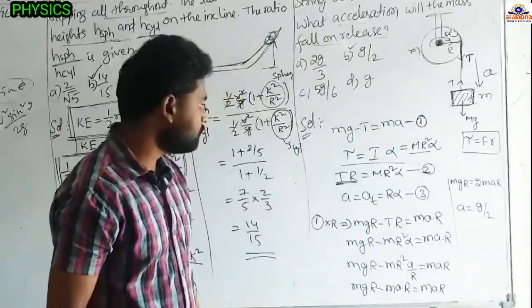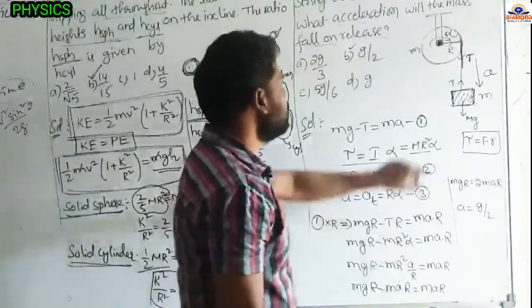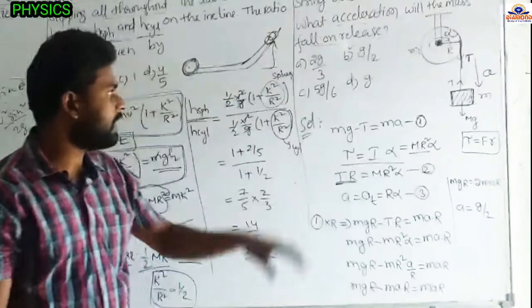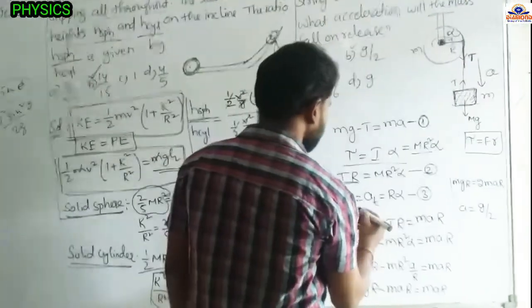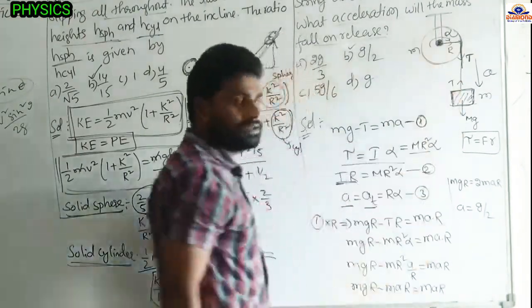Now see, this block is moving with linear acceleration a, and the cylinder is rotating with angular acceleration alpha. Both are attached, so both will move with the same acceleration. Now equate that: the linear acceleration of the block equals the tangential acceleration of this hollow cylinder.